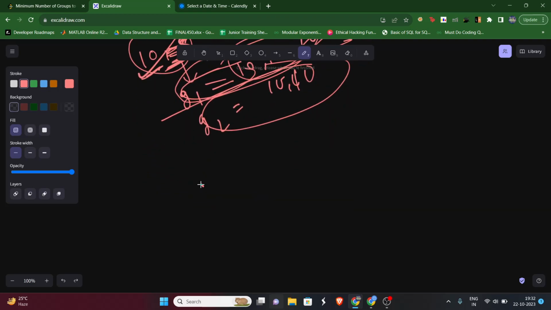Now, let's say for any particular group the size is 3. If I am fixing that one size as 3, then for the rest of the groups, I know the size should be equal to 3 or it can be equal to 4.